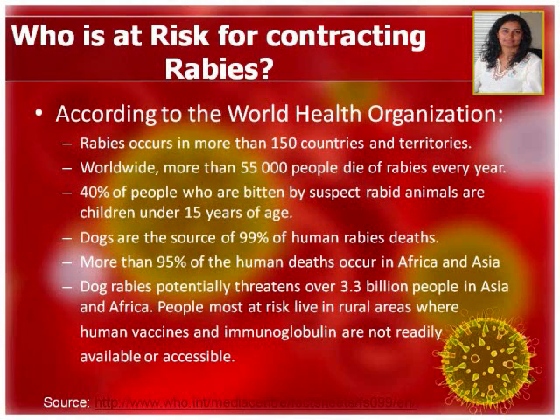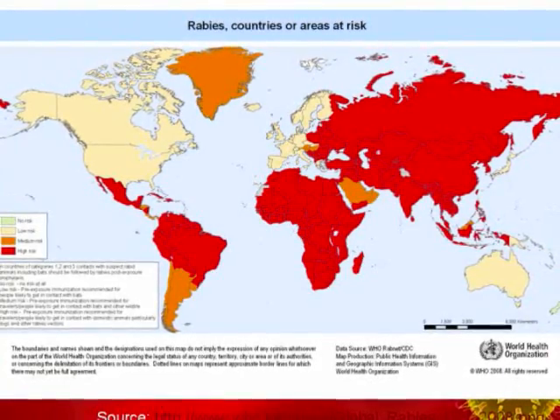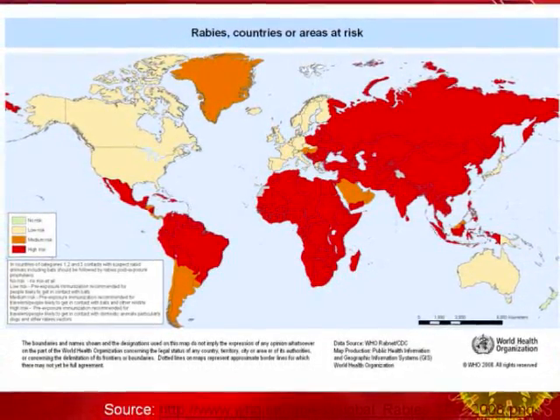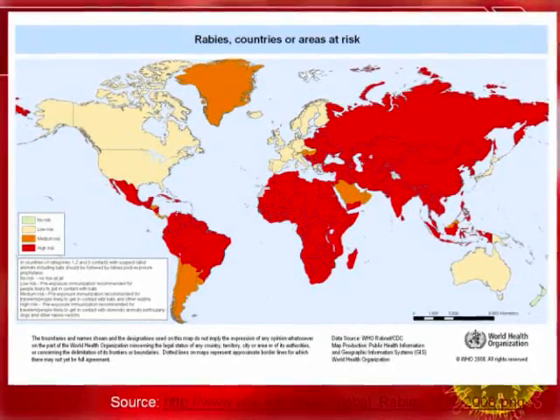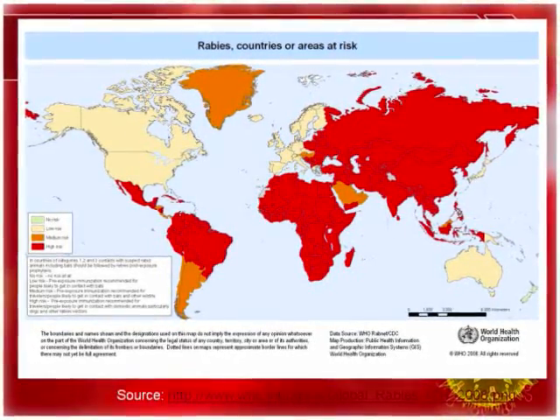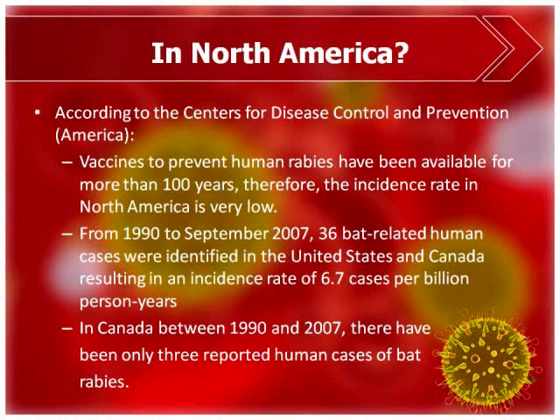Who is at risk for getting rabies? According to the World Health Organization, rabies occurs in more than 150 countries and territories, killing approximately 55,000 people every year. Most of these cases are reported in Africa and Asia. In North America, vaccinations for pets and humans are readily available, therefore the rates are low. According to the Centers for Disease Control and Prevention, North America has only reported 36 human rabies-related cases, and the animal of contamination is bats. In Canada specifically, only 3 reported cases of bat rabies.